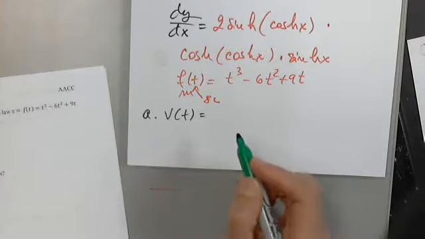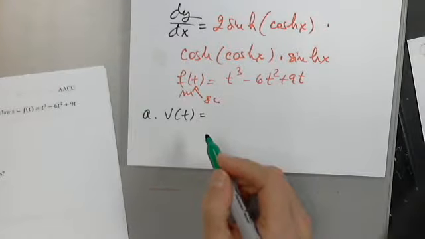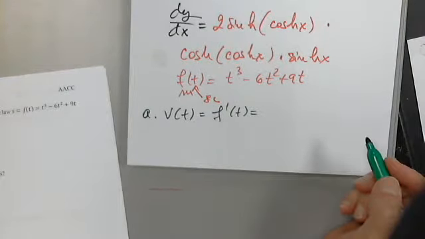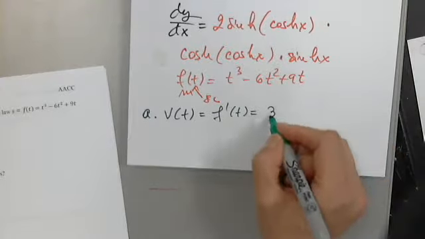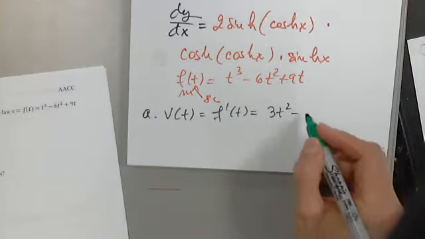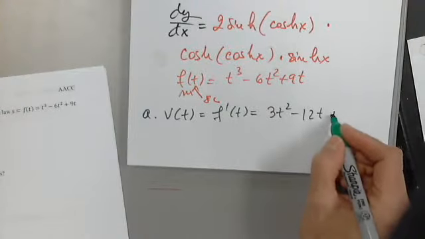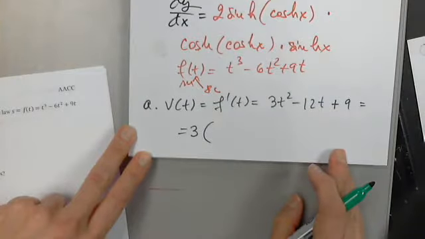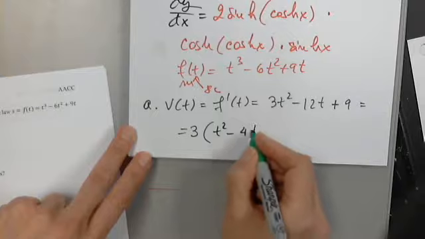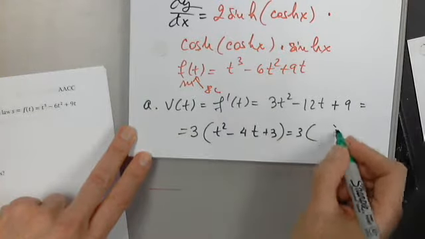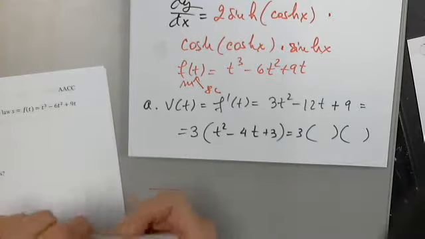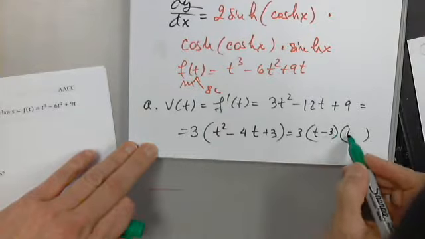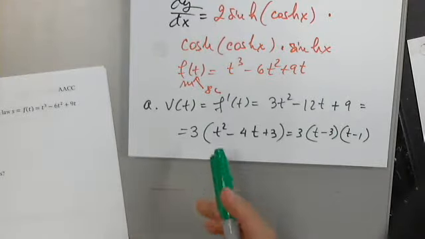V of t represents f prime of t, very good. And what do we get? 3t squared, very good. Minus 12t. Awesome. I will factor out a 3 right away. What is left? Let's see if we can factor. It may be useful later. Perfect. So we determine the velocity at time t.